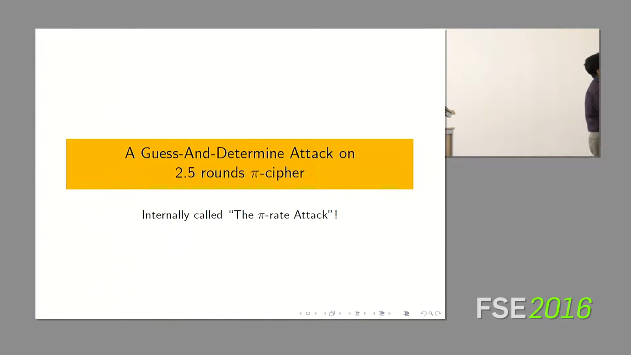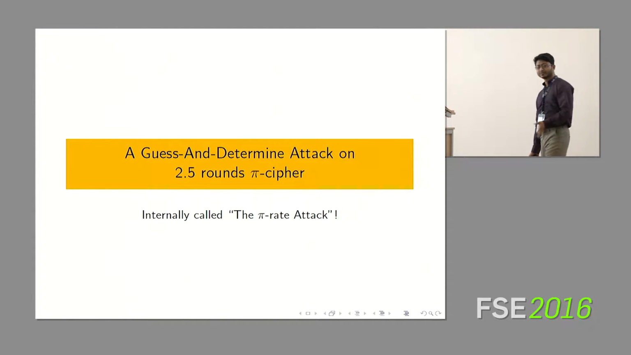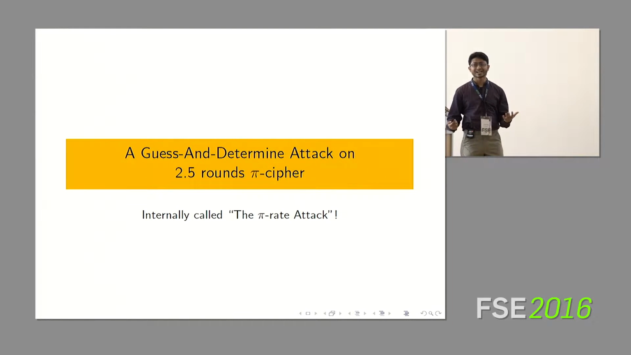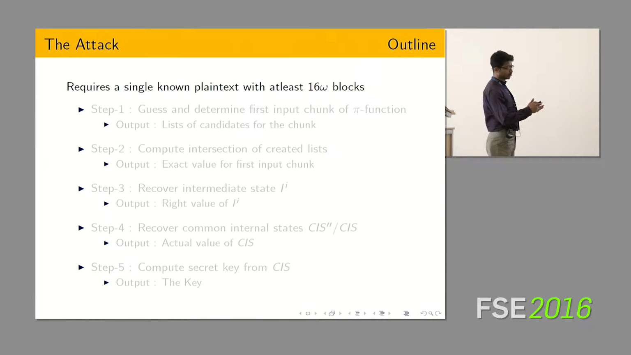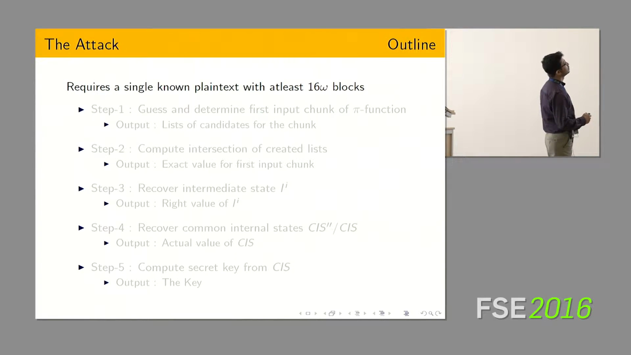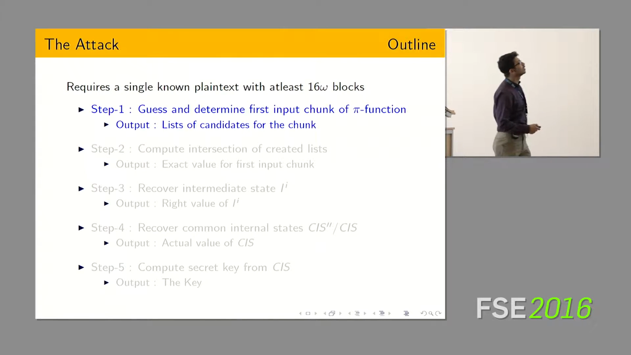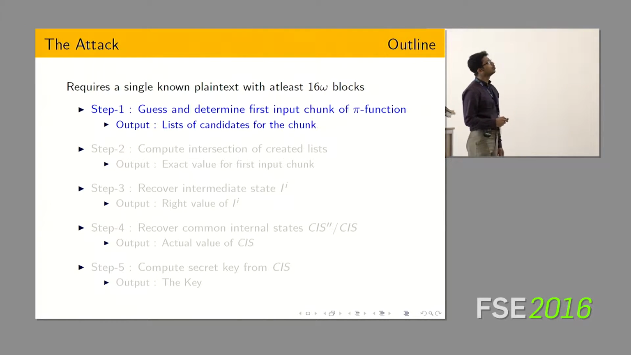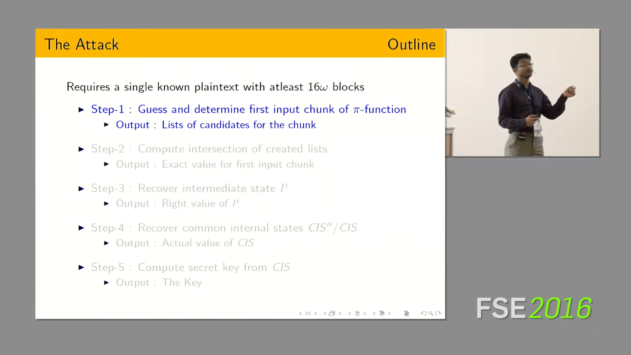Finally, we want to introduce this guess and determine attack. Internally, we used to call it the pirate attack, and let's see how it proceeds. The first thing is the requirement. We only require one known plaintext with at least 16 omega blocks. If we get that, we can mount this attack. We start with the first part, which, as I think you can all guess, is the guess and determine part, where we want to find the value of the first input chunk based on the guess of O2.